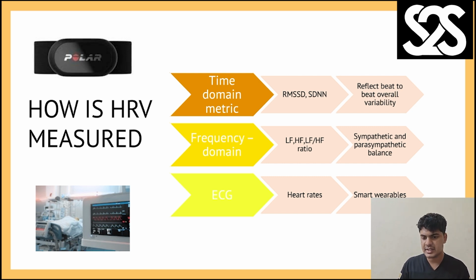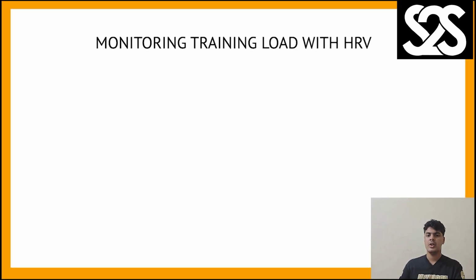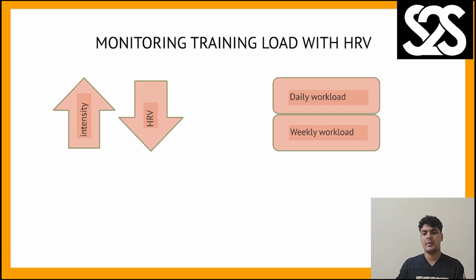And there is the ECG machine, which is used in a lot of clinical settings in hospitals and so on, which again helps you understand heartbeat to beat, and it will help you understand the heart rate variation. There are other smart wearables like the Whoop band or smart rings which come out these days, which have the same features. So, monitoring training load with this heart rate variation.